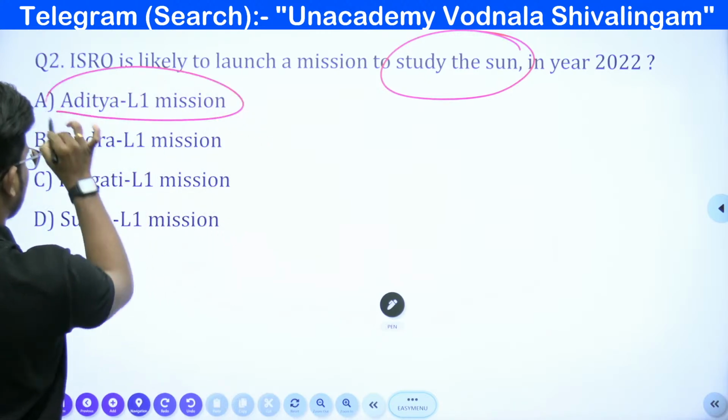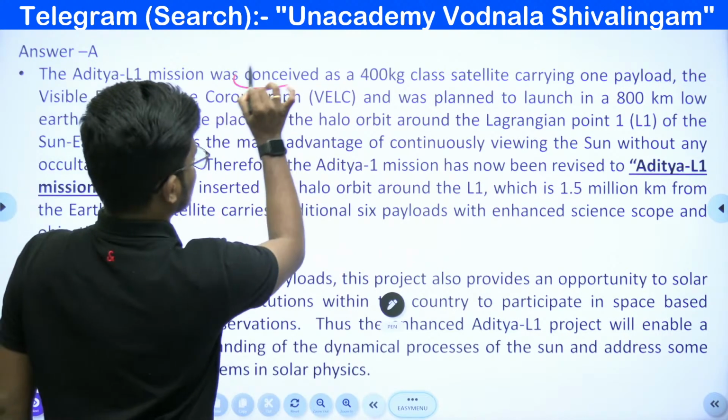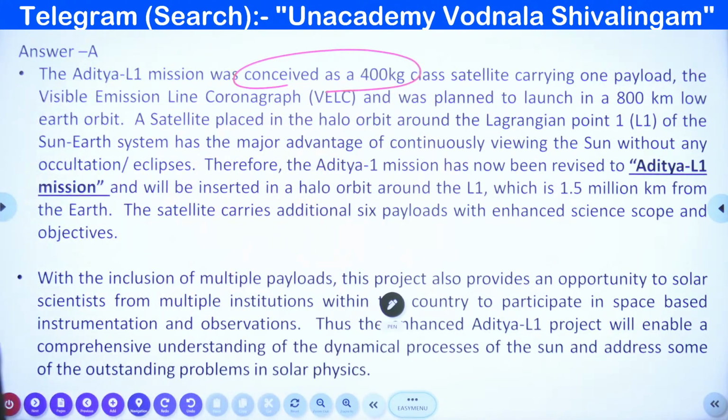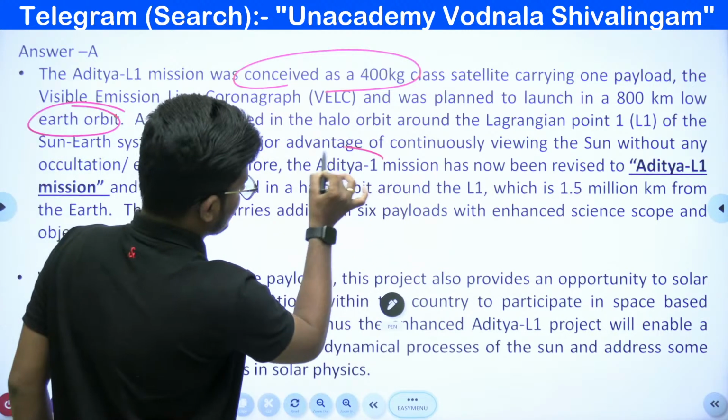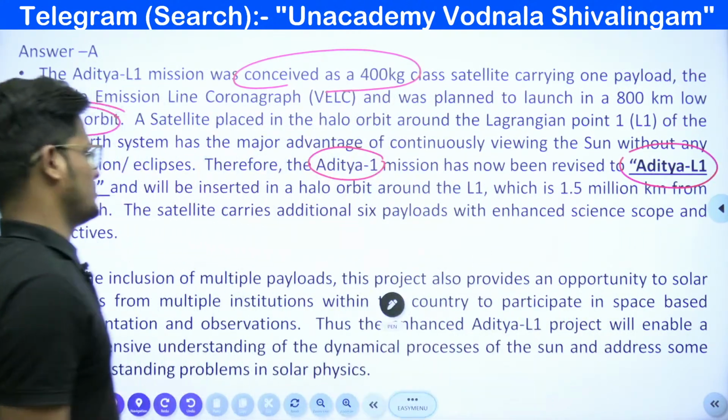Aditya L1 mission is the correct answer. Aditya L1 mission was conceived as a 400 kg class satellite carrying one payload, the visible emission line coronagraph. It is planned to launch into an almost 800 kilometer low Earth orbit. Aditya 1 is the initial name of it, and now the revised name is Aditya L1 mission.